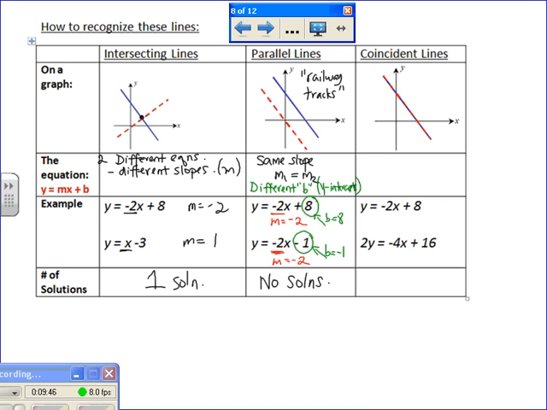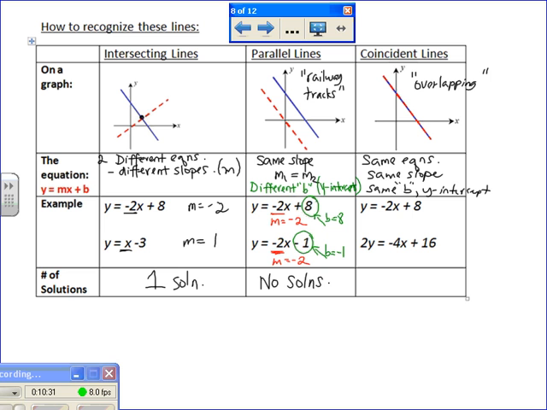Okay, finally the last type of example I could have are coincident lines. So if you have two lines on a graph and they're right on top of each other, I'm looking and seeing that they're overlapping. That tells me I can recognize coincident lines on a graph because they'll be overlapping. If I'm not given the graph, I'm just given an equation, what am I looking for? I'm looking for the exact same equation. So I'm looking for my two equations to have the same slope and the same y-intercept, so the same b value.